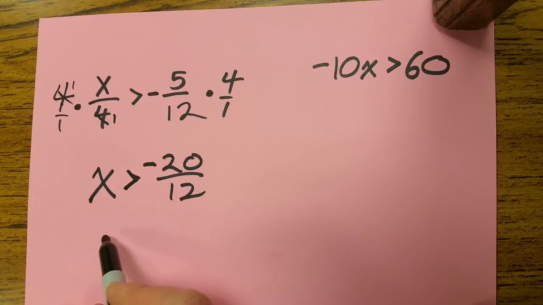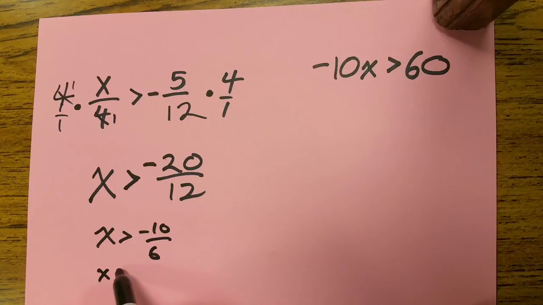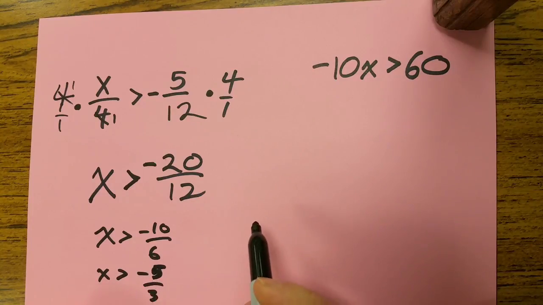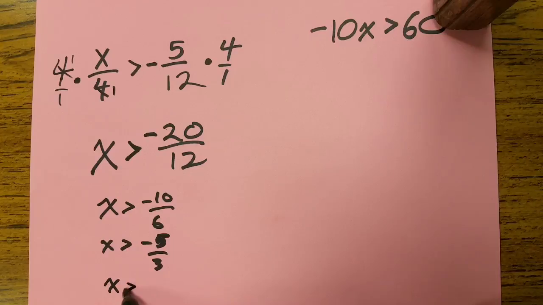Negative 10/6. X is greater than negative... I can go further than that. Nope. X is greater than negative 5/3, which is x is greater than negative 1 and 2/3.